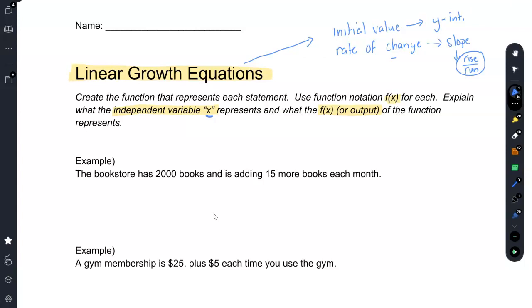So let's start with the first example. The bookstore has 2,000 books and is adding 15 more books each month. So how can I write this? I know I want it in the f of x notation, and I can start with the initial value. All right, so typically we see the initial at the end. So I'm going to write 2,000 at the end. That's how much if I had 0, right? If I'm in month 0, I started with 2,000 books, but then it's adding 15 more books each month. So that's going to be 15 times x, where 15 is my rate of change.